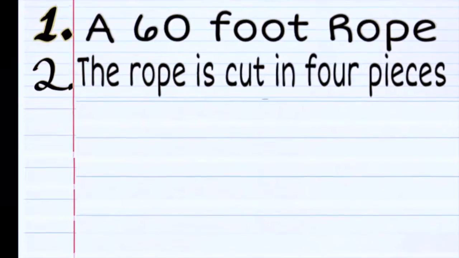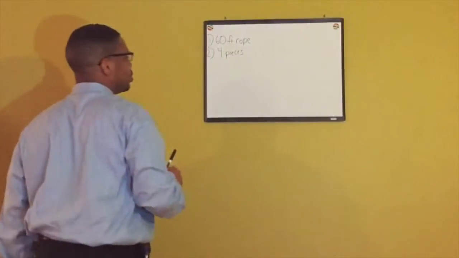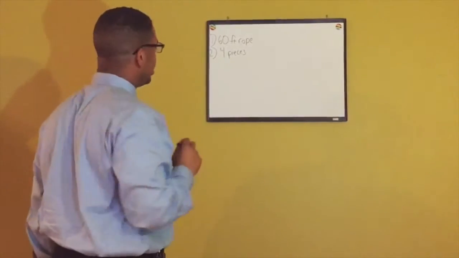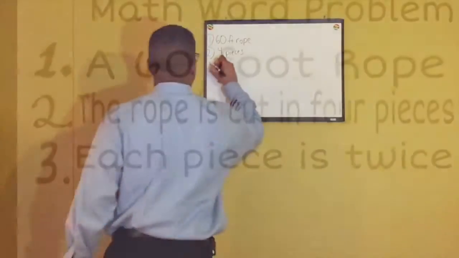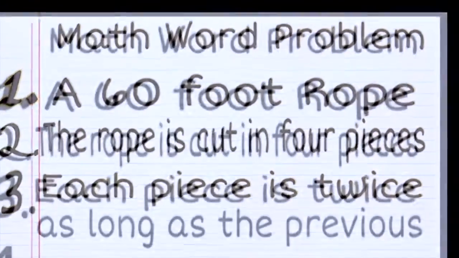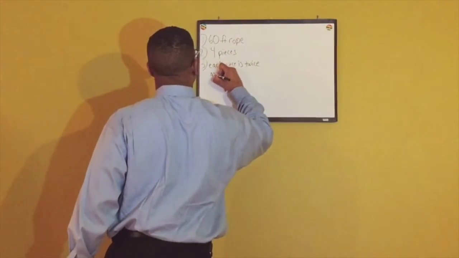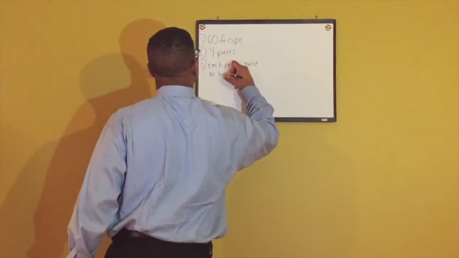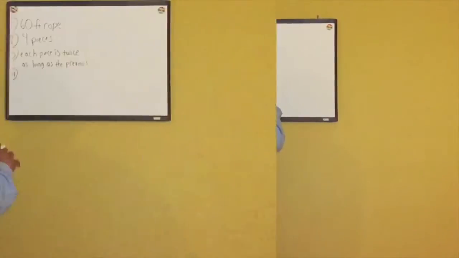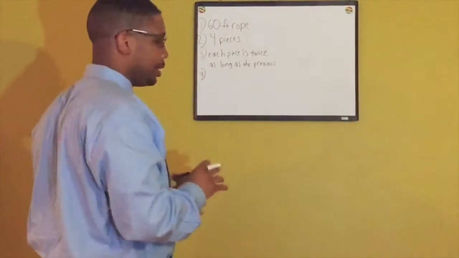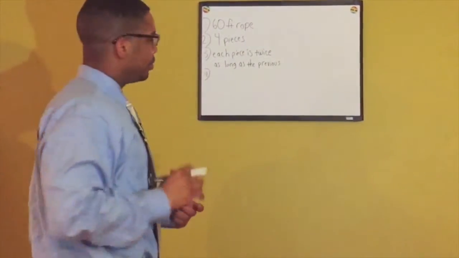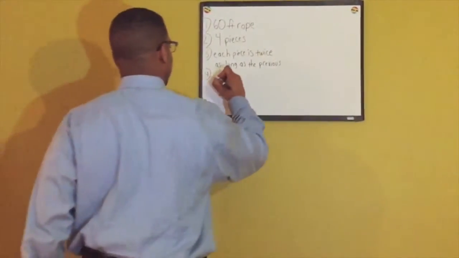Detail number 2. Each piece was twice as long as the previous. That's detail number 3. Our 4th detail is find the length of the longest piece. Last detail, like I stated, which is something I want you all to pay close attention to. Find the length of the longest piece.